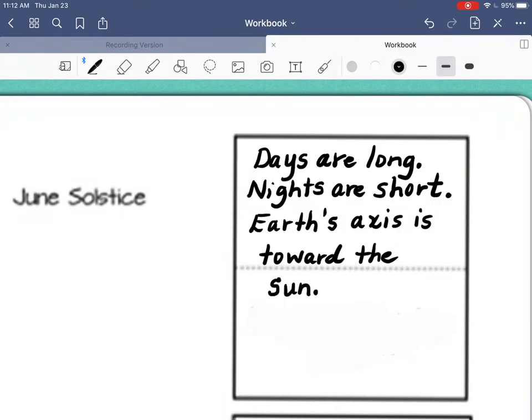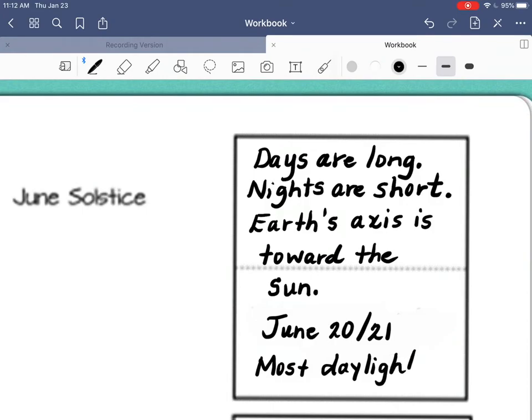And June solstice is June 20th into the 21st. This is the longest day of the year. This is the day with the most daylight hours. So when you think of solstice, you think of long and short.